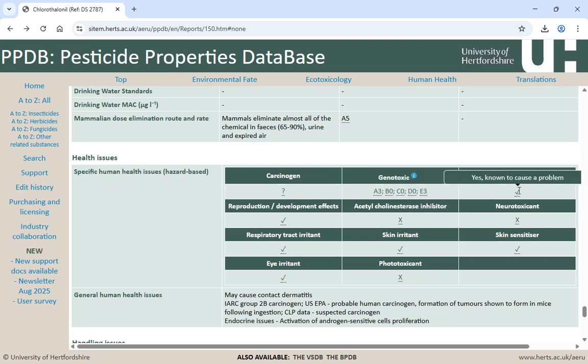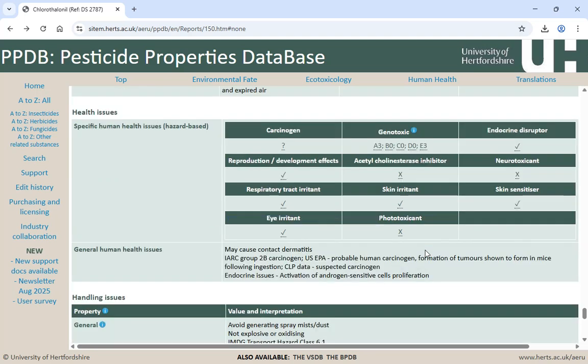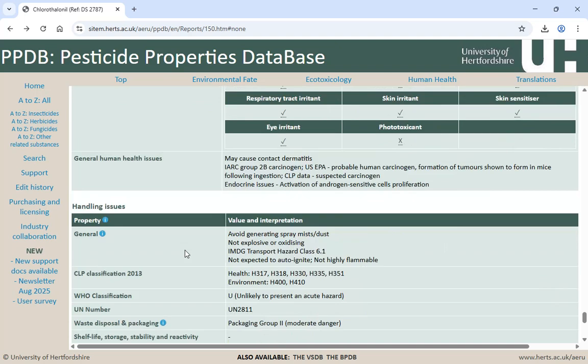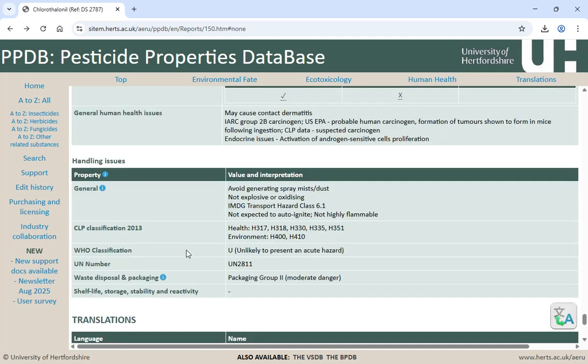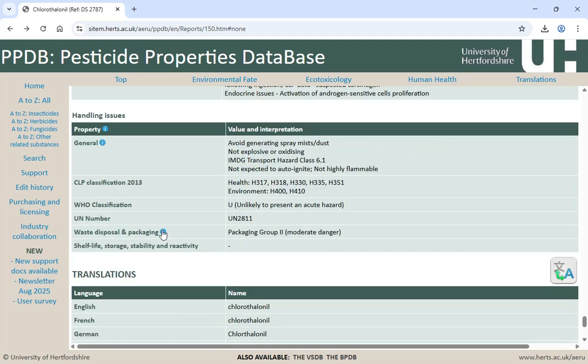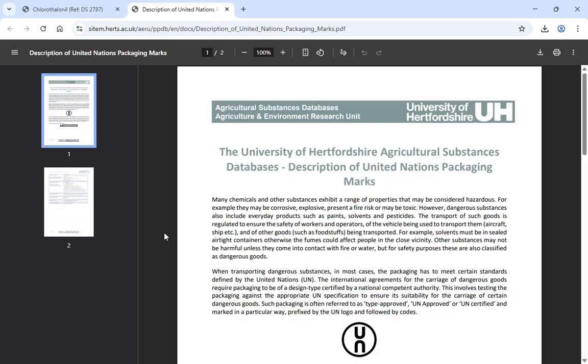Things like endocrine disruptant, so yes, known to cause a problem for the tick here. And likewise for the others, so not a neurotoxicant, yes, can be a respiratory tract irritant, and so on. So it's giving you all that information with yes, no's, maybes, question marks, and then further information where available. Then we've got things on handling issues and various classifications like CLP or WHO classifications. And again, waste disposal and packaging, and again you've got little pop-ups here to find out what that actually means.